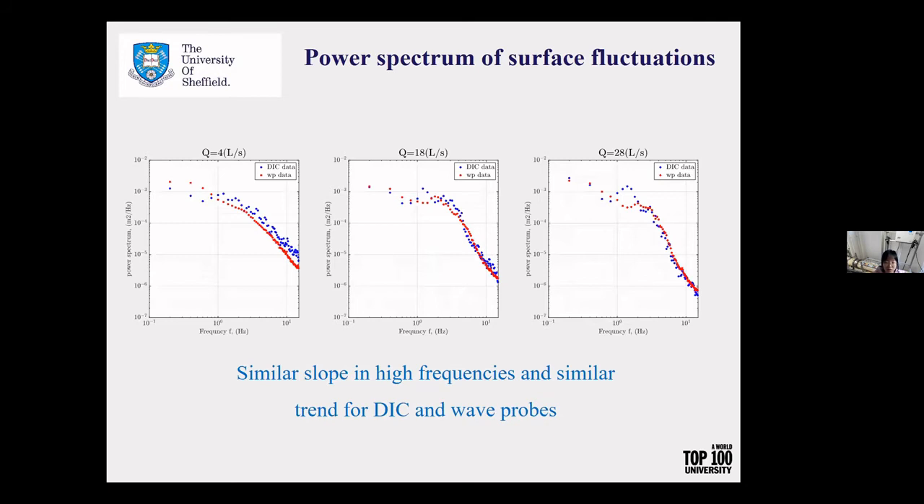This slide shows the power spectrums from these two devices. DIC and wave probes show similar trends in the high frequency range, and you can see the decay of the slope shows a similar trend.